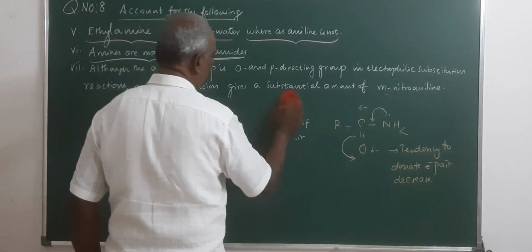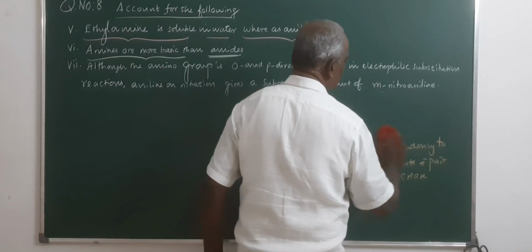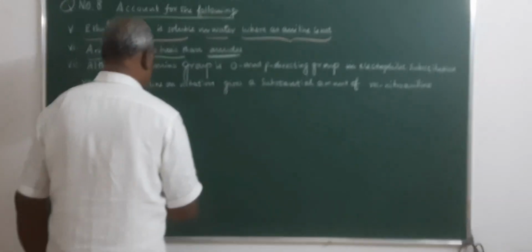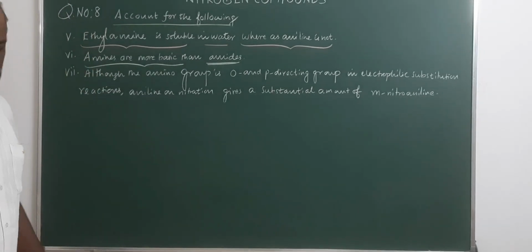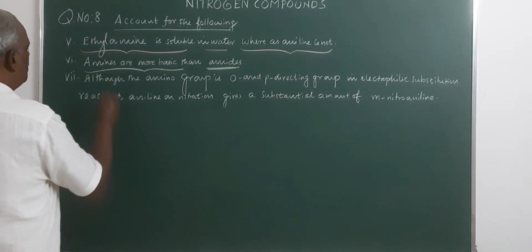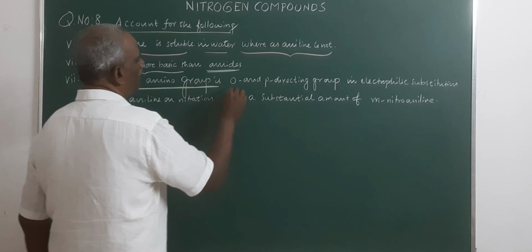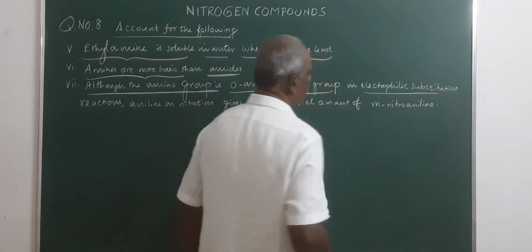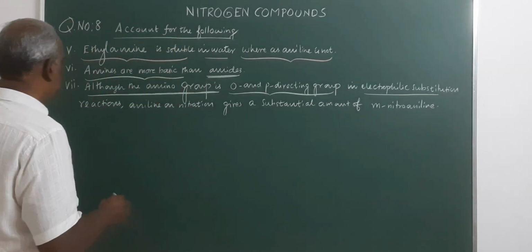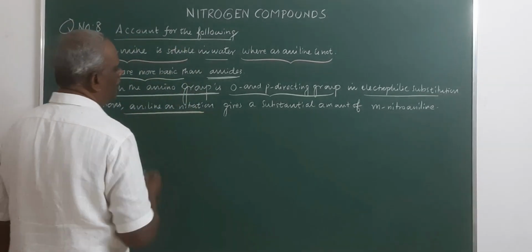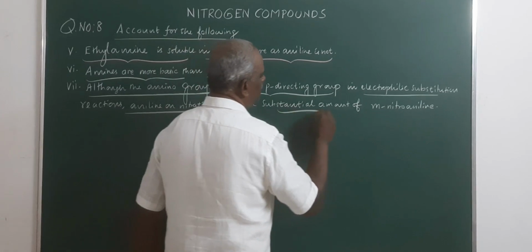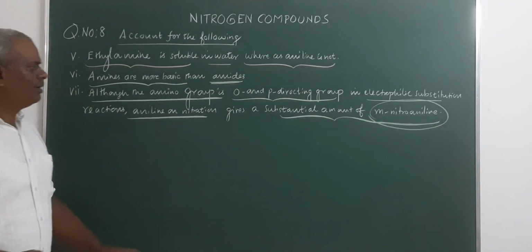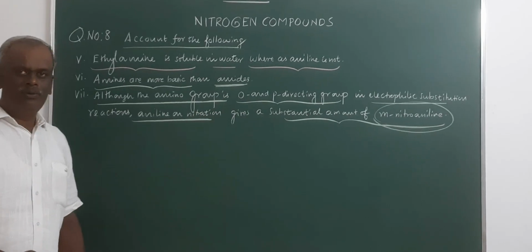And likewise the last one, in question number 8, this will be the last part, where you are given that, just go through the question carefully. Although the amino group is an ortho and para-directing group in electrophilic substitution reactions, if you take aniline on nitration, that gives a substantial amount of meta-nitroaniline rather than ortho and para. Why?